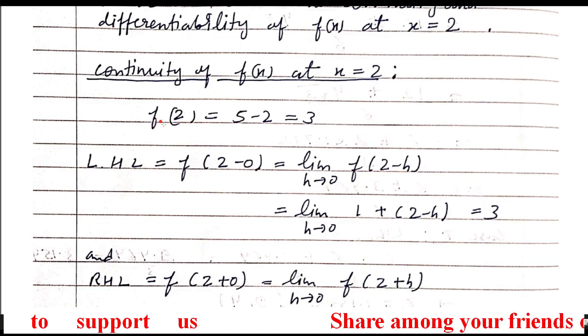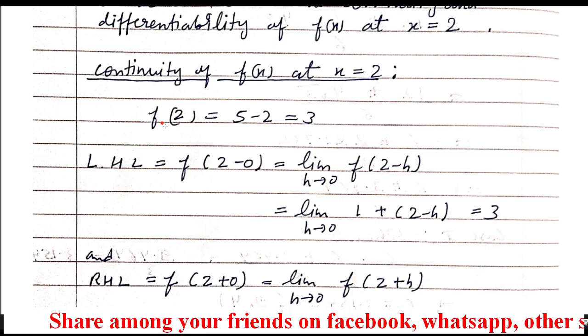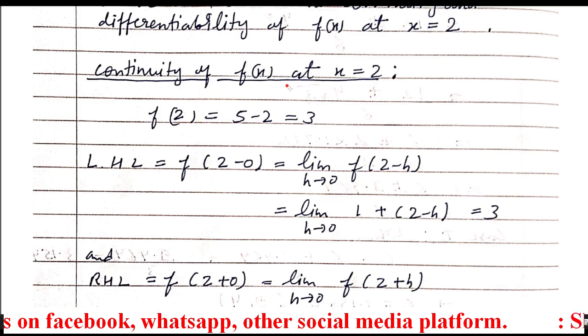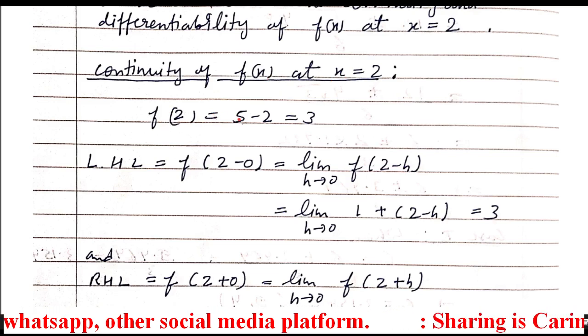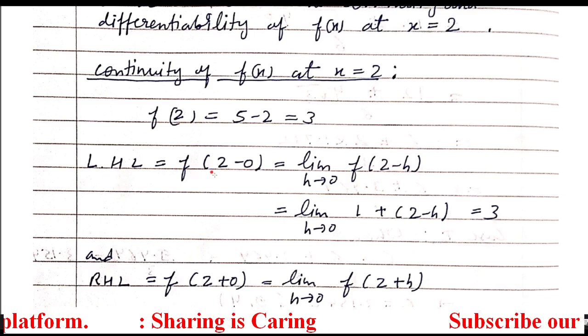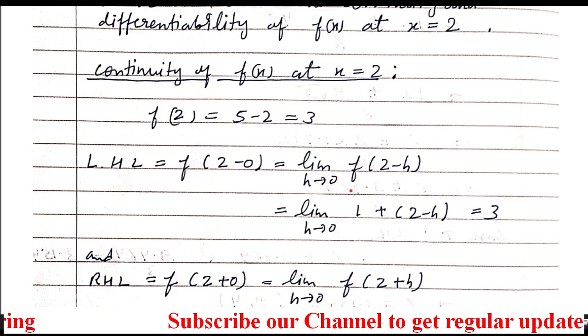So first I wrote, for continuity we have three conditions. First, the function's value at 2, then the left hand limit, then the right hand limit. So for first, f(x) at 2, so f(2) is equal to 5 minus 2, equal to 3. Then the left hand limit, for left hand limit 2 minus 0. So this we had done already in chapter 6.